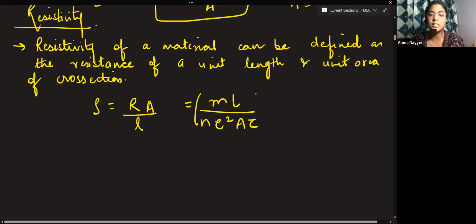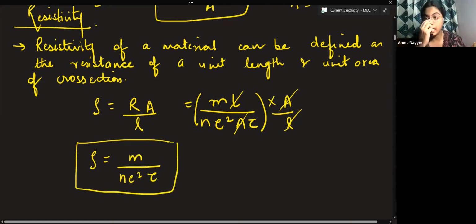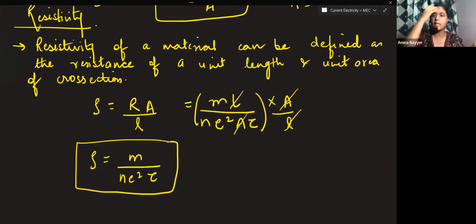This is resistance. Then I will write this area and this length. So you can see area is getting cancelled, length is getting cancelled. Rho is m divided by ne square tau. Tau is the relaxation time. Just take it as time. In your questions, time would be given. That is your relaxation time. You don't need to calculate anything for relaxation time.